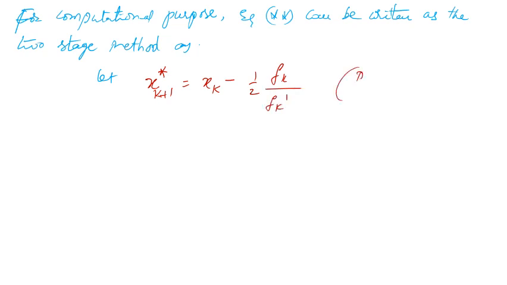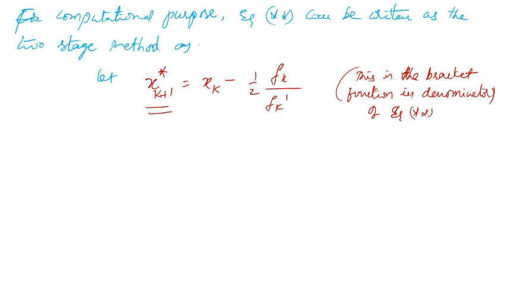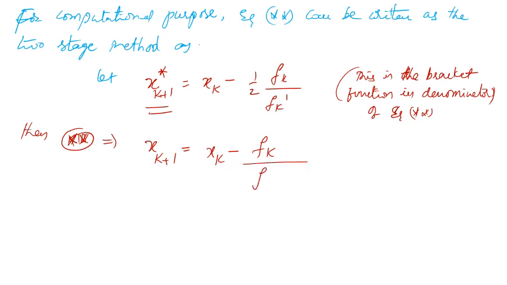The hint is this term, this is the denominator. The bracket function in the denominator of equation double star is taken as xk plus 1 star. Then the double star equation reduces to xk plus 1 is equal to xk minus fk by fk plus 1 dash star. These are the two stages. That's enough. This gives the final answer.